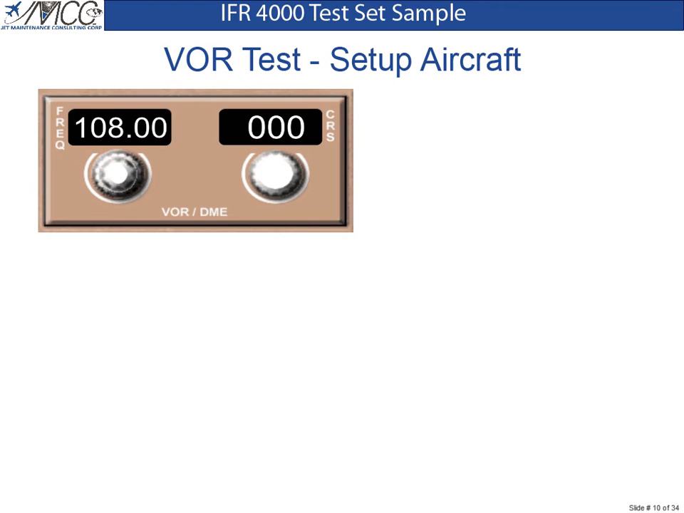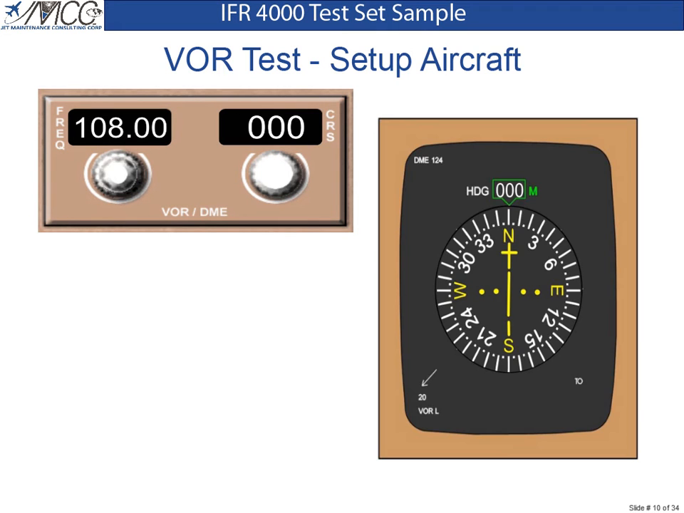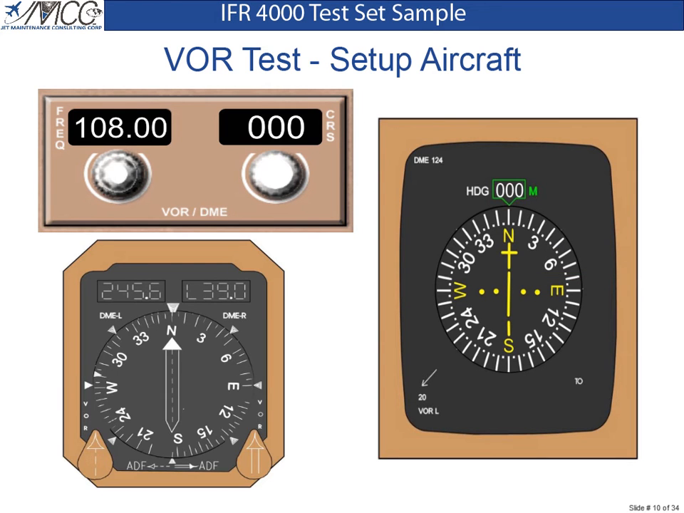The next step in performing a VOR test is to set up the aircraft. In the cockpit, tune the VOR control panels to 108.00 MHz. Place the course pointer at 0 degrees or due north. Ensure that the horizontal situation indicator, or HSI, shows the VOR mode and no VOR flags exist, that the course pointer is at 0 degrees, and the course deviation indicator is centered. Also, ensure no VOR flags exist in the radiomagnetic indicator or similar compass display.